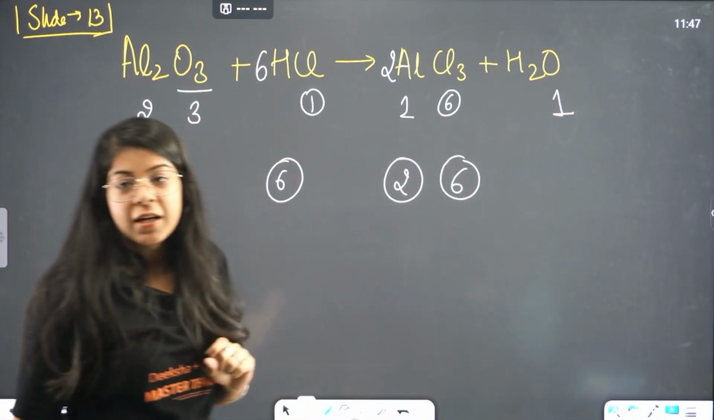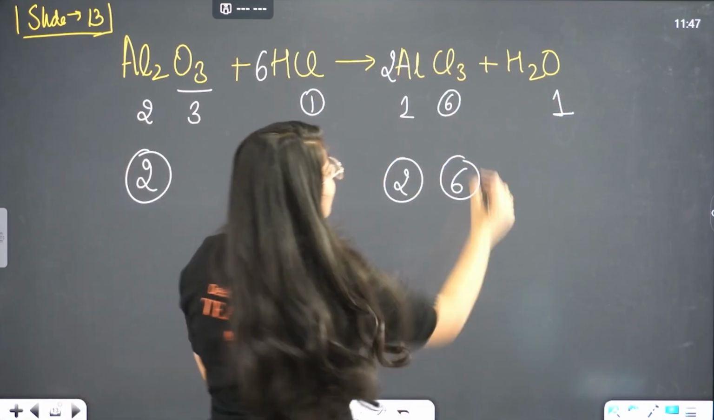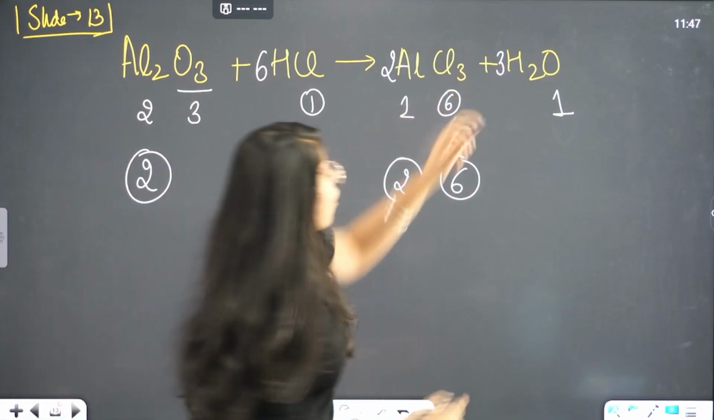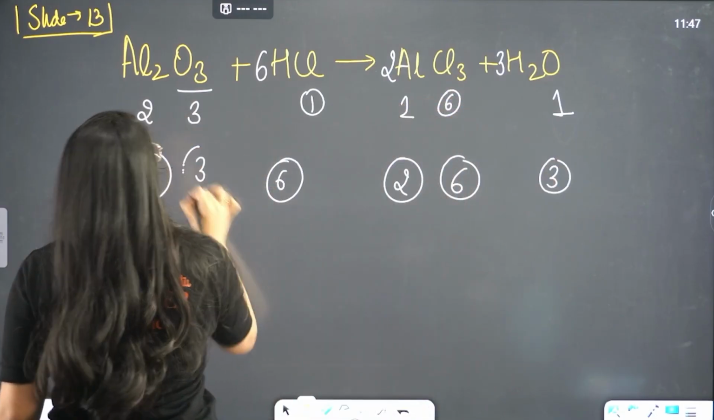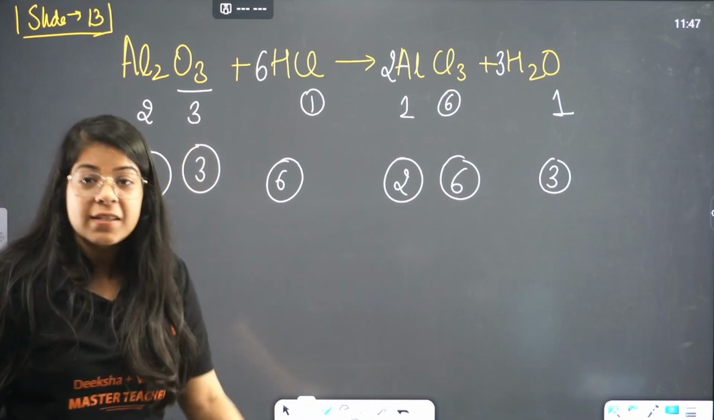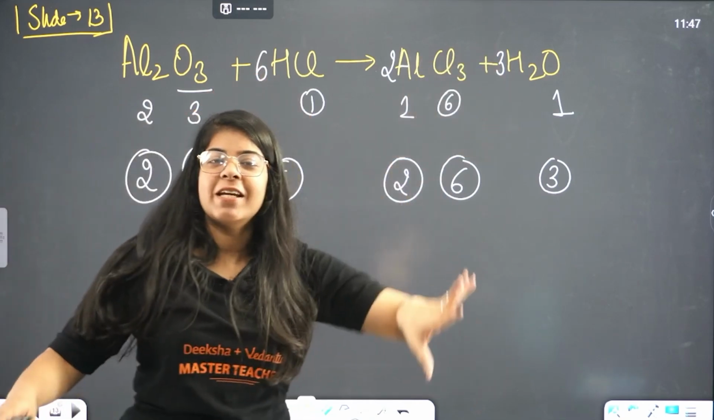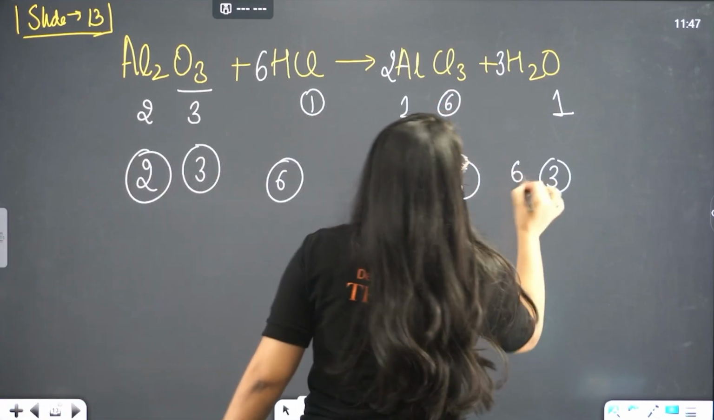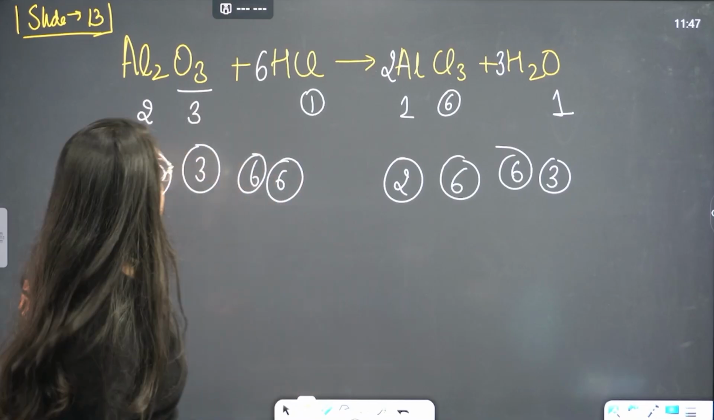O is only 1. So if I multiply O with 3, it will become 3O, right? Simple. You see how simple it is? So now O is 3. Now we have 3O and we have 3O here as well. We just have to balance H. H is 6 here. Oh, H is already balanced. In balancing all those other things, H got balanced. So H is already 6. Now here H is also 6. So our whole equation is balanced.